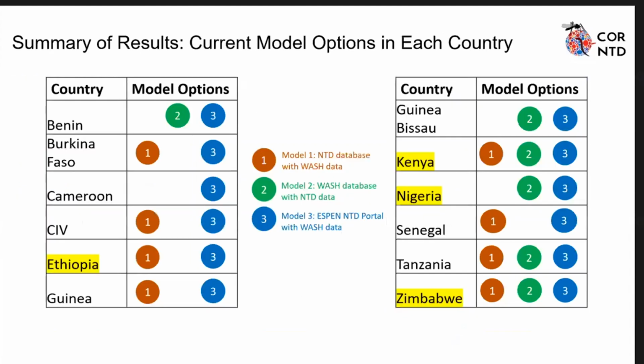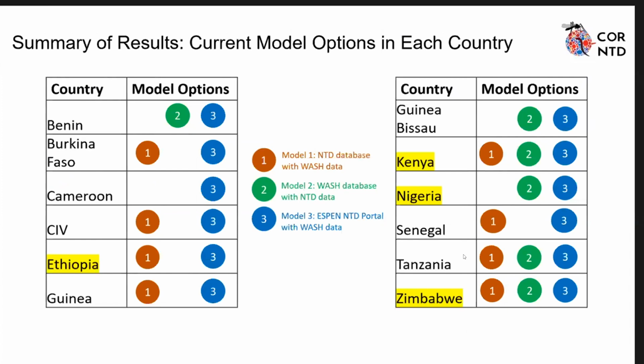I just wanted to show you what the results of the assessment showed, and which countries had the different options. You see some countries such as Kenya, Tanzania and Zimbabwe, where they had both WASH and NTD databases available, and then it was a matter of conversations in country as to what made the most sense.